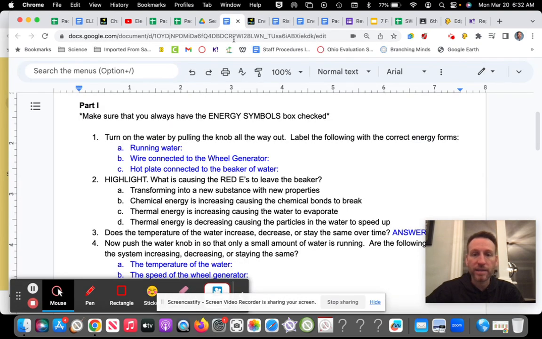So I go back to my doc, and we can type those in. The running water, mechanical energy. Wheel generator, electrical. Hot plate, thermal. Okay. That kind of gets you set up as you go through. I think the rest of it is pretty self-explanatory as you go through.